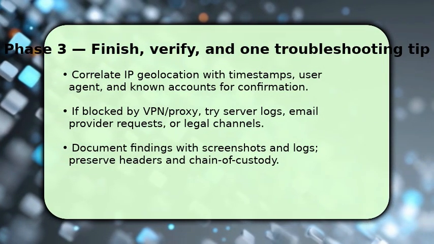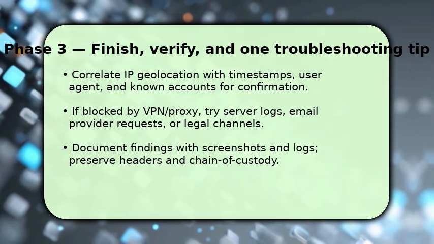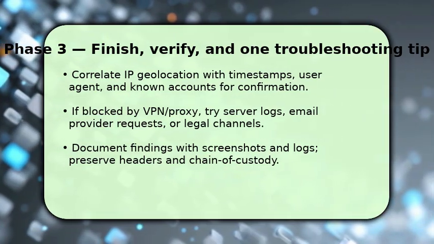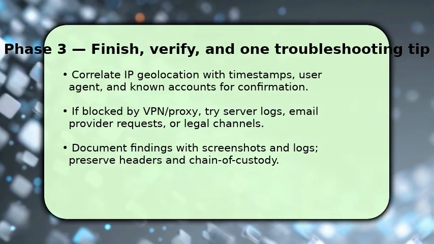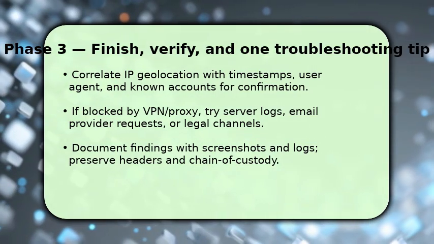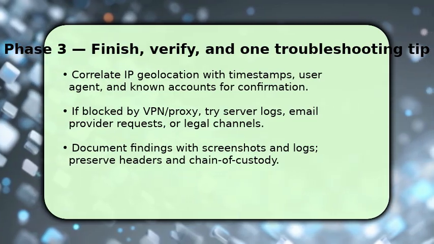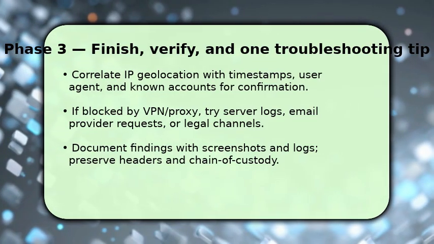confirm identity or pattern. If the IP points to a VPN, proxy, or cloud provider, make note of that and consider requesting logs from the email provider or filing a formal legal request. These steps explain why technical tracing sometimes needs administrative help.